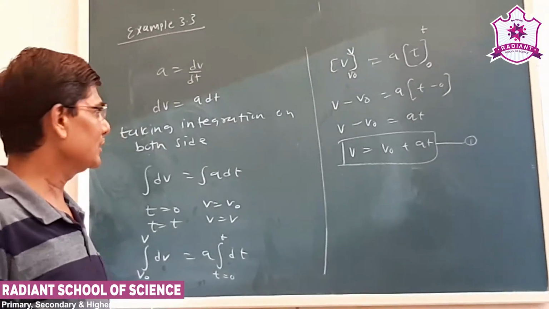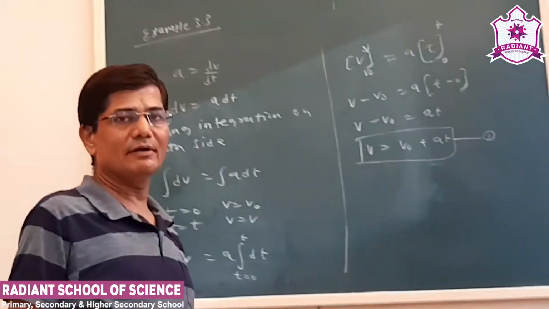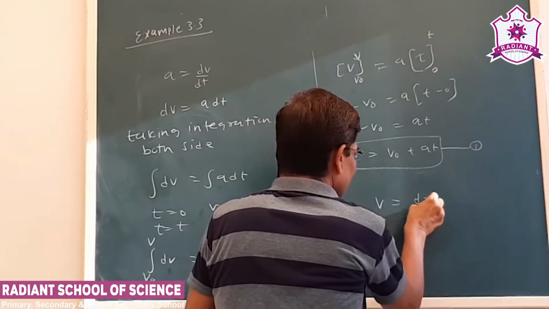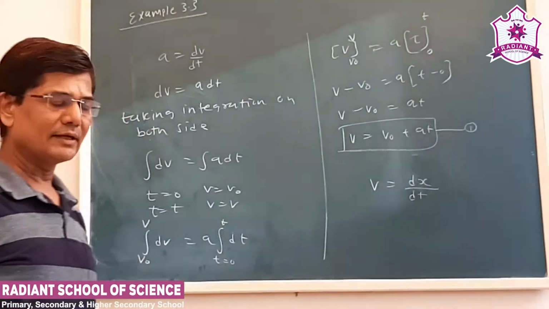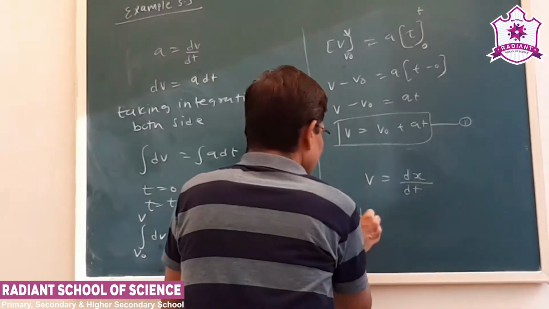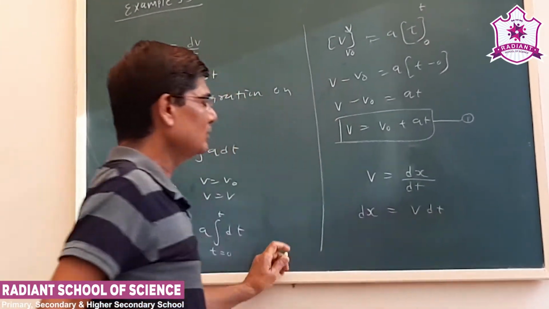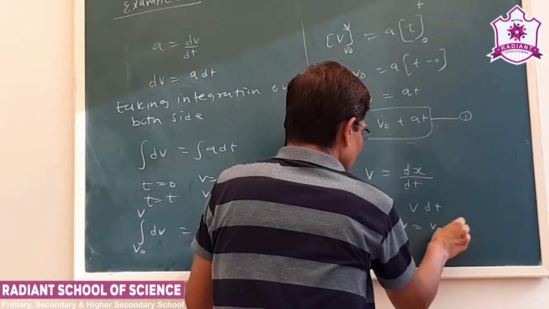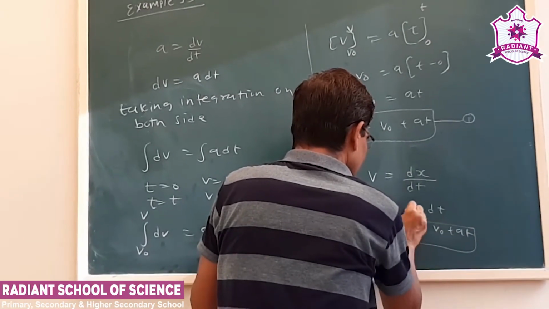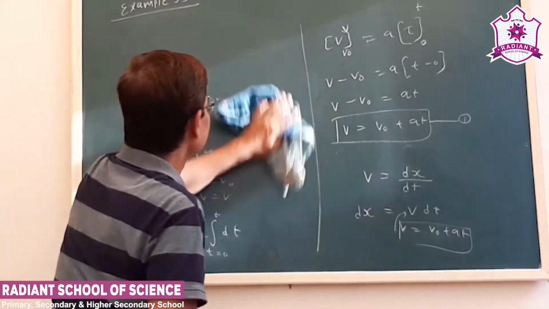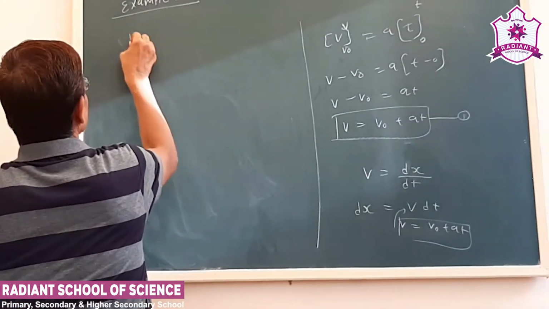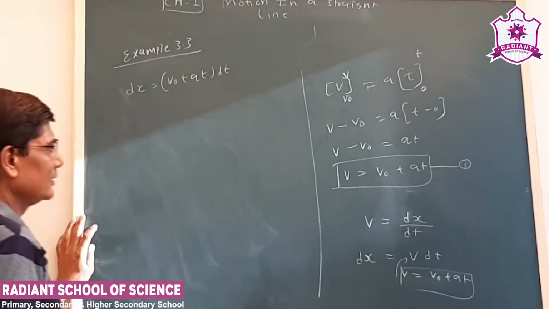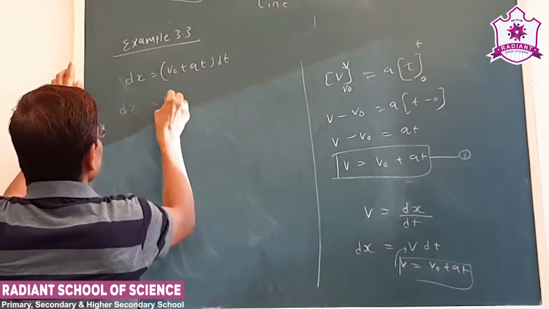Now this is the first equation we have derived. Now we have to derive the second equation. We know the velocity v is nothing but the rate of change of displacement, that we have used earlier a number of times. So dx is v dt. Now just now we have derived this equation, so we substitute it here, that is v is equal to v0 plus at. So what we get? Now we simplify. dx is v0 dt plus at dt.